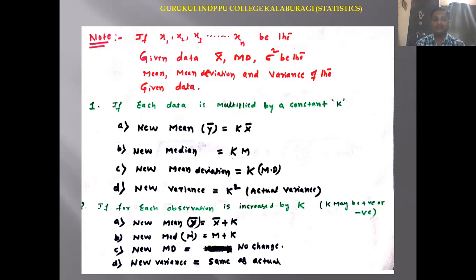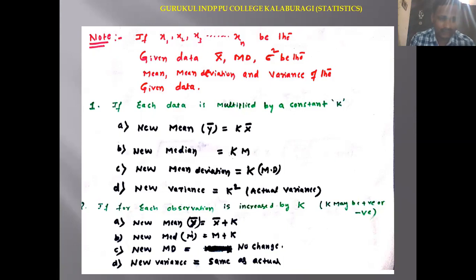And for variance, which is very important to remember, the new variance will be k square times the actual variance. Why does it change? Because in the above there are no square terms, but in variance the formula has summation of (xi minus x bar) whole square. That is why the new variance will be k square times the actual variance. This is one of the points which we need to remember, a very important point.